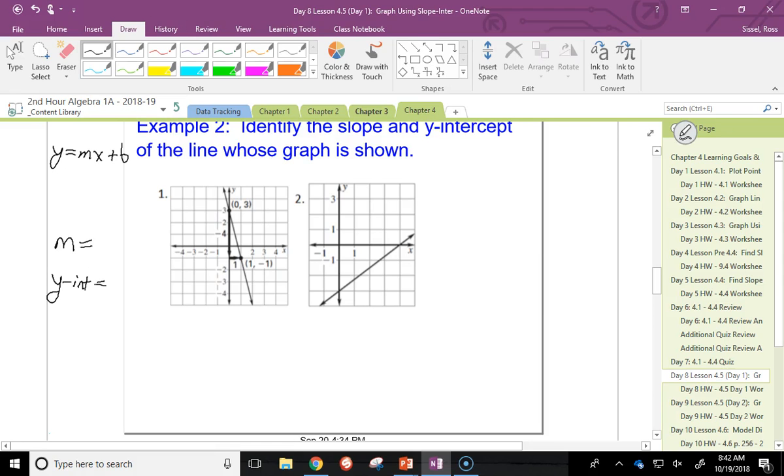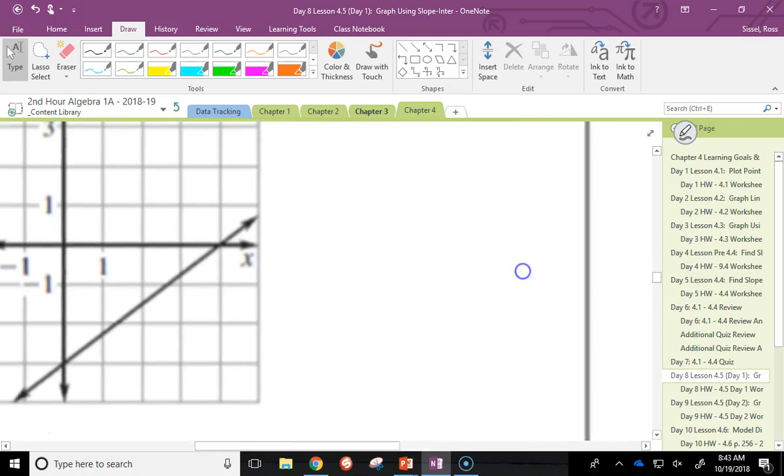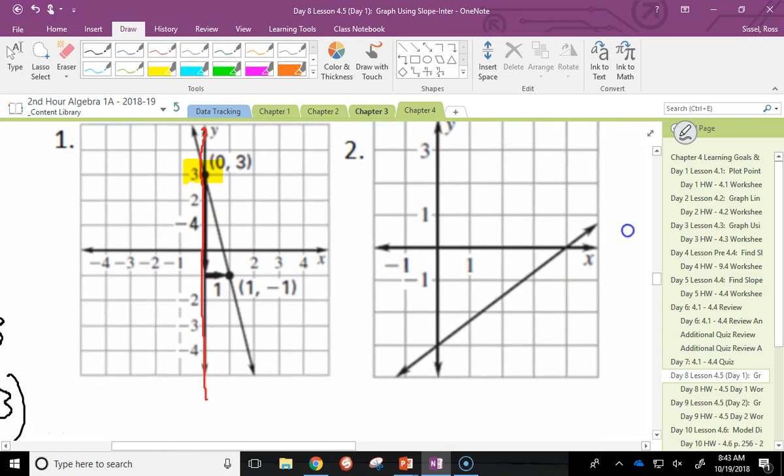The easiest one when we look at a graph is our y-intercept. Here's my y-axis. Where does my line cross my y-axis? Jackson? It crosses at 0, 3 right here. So my y-intercept is 3. Remember, if you wanted to write the coordinates down, you could. Okay, so we have that. Now I'm going to zoom in to help you with slope.